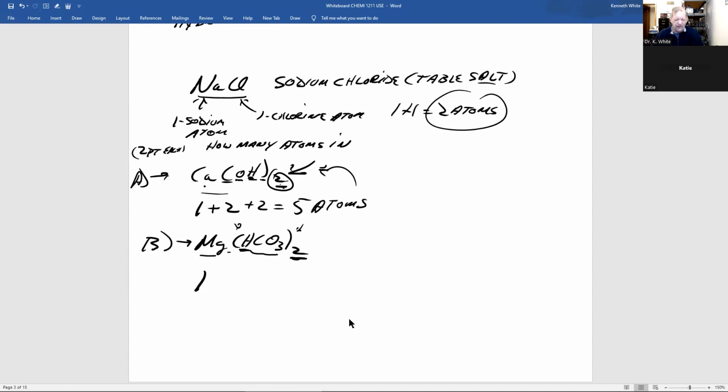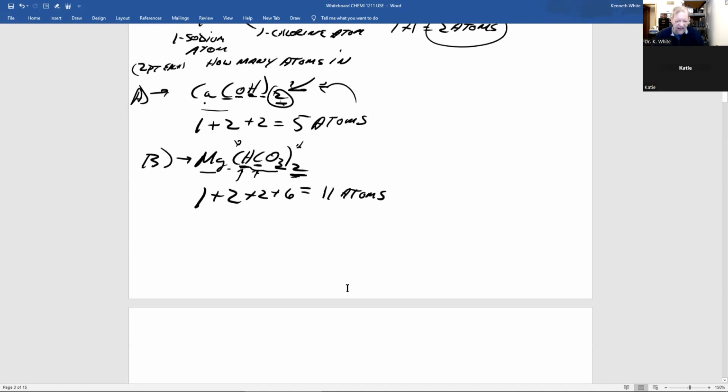So one hydrogen times two means there's two hydrogen total in the molecule. One carbon times two means there's two carbons. Now oxygen inside here has a three. So you do three times two, which means there's six oxygen. And now add it up, and hopefully I got it correctly. And that's the skill you should have.